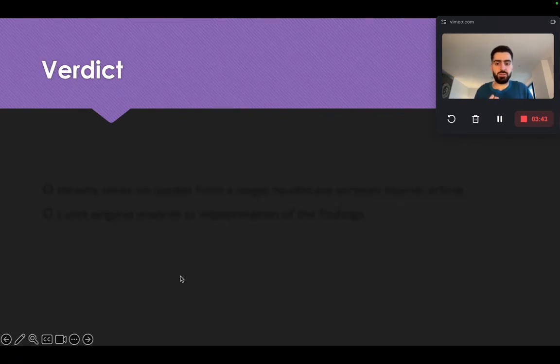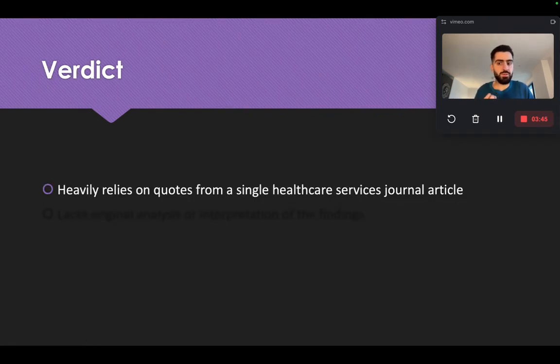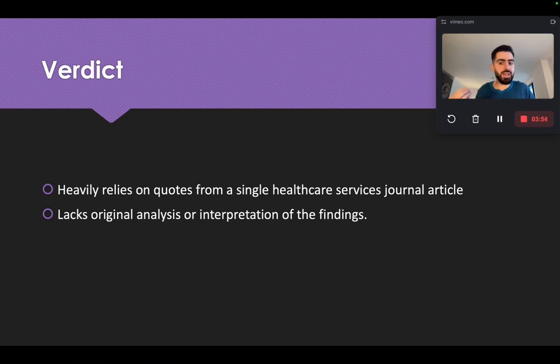So for me, there's two issues. Well, one, which is obvious, they're relying on too many quotes from a single healthcare service journal. Where is the synthesis here? They're just mentioning this one study, and then it lacks original analysis or interpretation of the findings. They're not really interpreting the findings.